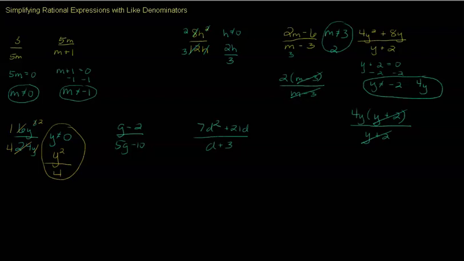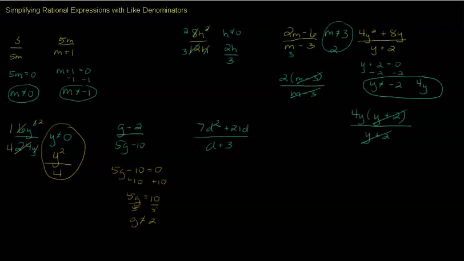Okay, here you have binomials. So first let's figure out what cannot be 0. This one's a little bit trickier. Some of you can see it. So 5g minus 10 equals 0. So add 10, because it's subtracting 10. 5g equals 10. Divide by 5. So g cannot be 2. This 5 times 2 is 10, 10 minus 10 is 0.